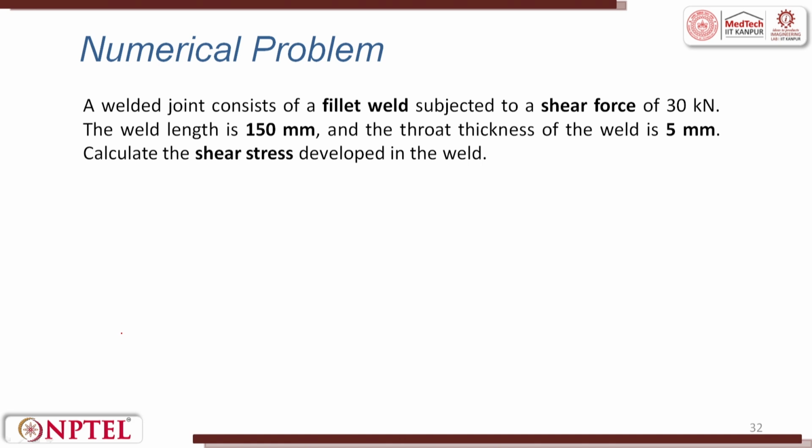A quick problem statement, let us see, on the welded joint. A welded joint consists of a fillet weld subjected to a shear force of 30 kilonewton. The weld length is 150 millimeter and the throat thickness of the weld is 5 millimeter. Calculate the shear stress developed in the weld. Simply, we have been given the shear force, F equal to 30 kilonewton, or I could put it as 30 into 10 raised to power 3 Newton.